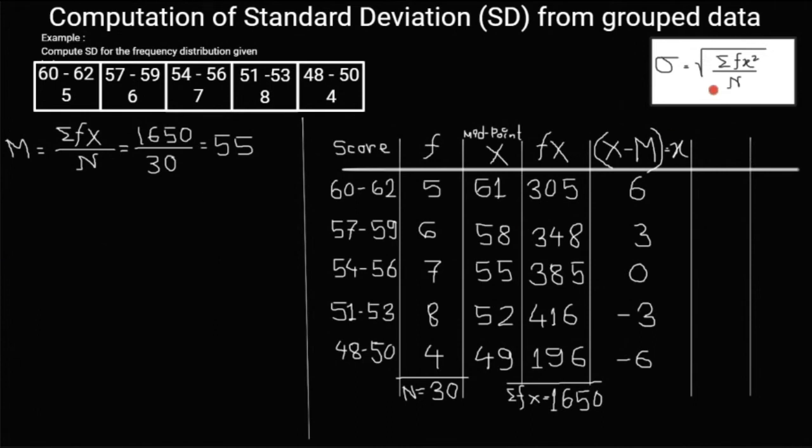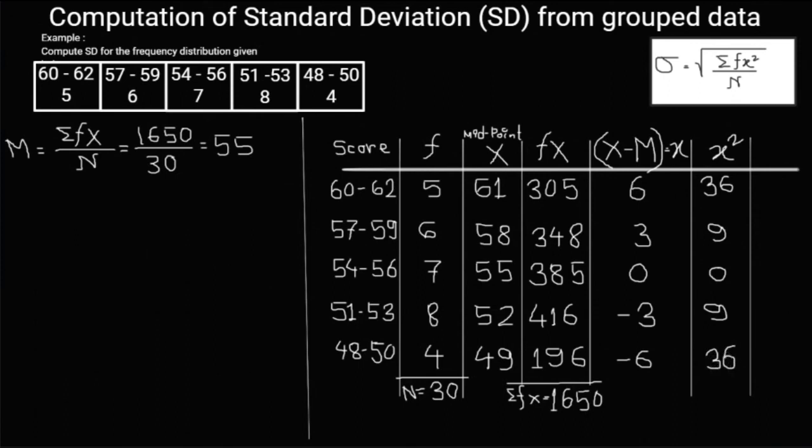If we take a closer look at the formula given above, we will understand what our next step is. Here the formula shows x square, but in our last column we calculated the deviation, and now the next thing we need to do is square the deviation. The square of the deviation is 6 square 36, 3 square 9, 0, 3 square 9, and 6 square 36.